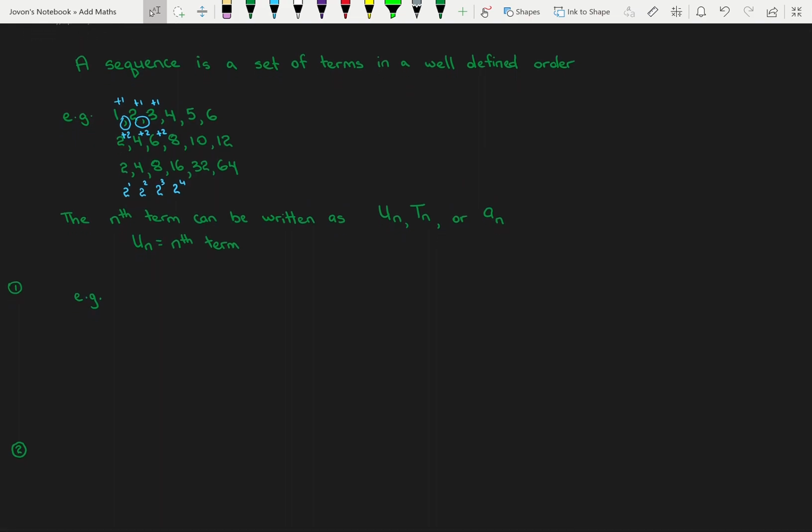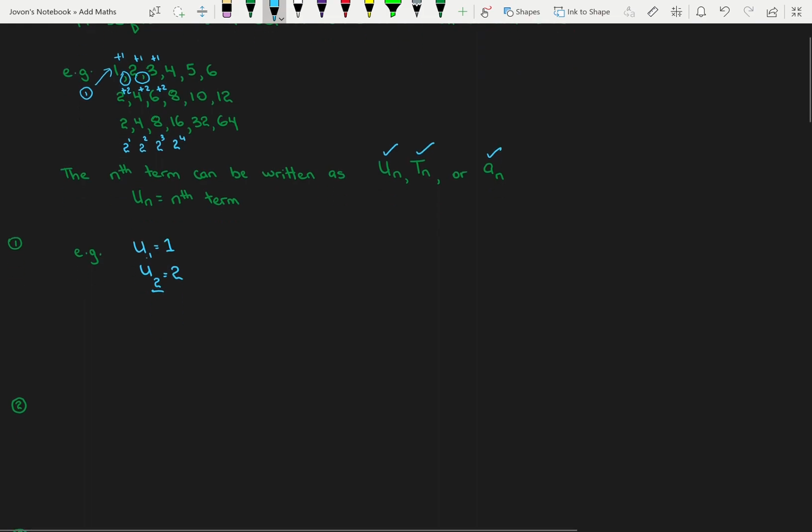So next thing now is that the nth term can be written by either u of n, t of n, or a of n, right? Where n represents the nth term, right? So first example, using this first sequence here, for example 1, all this basically says is that u of 1 is equal to 1. All it's saying is that the first term is equal to 1. U of 2 is equal to 2. The second term is equal to 2, right?